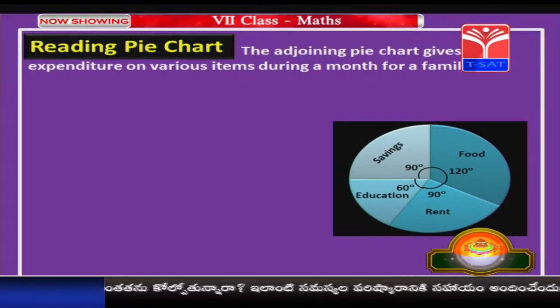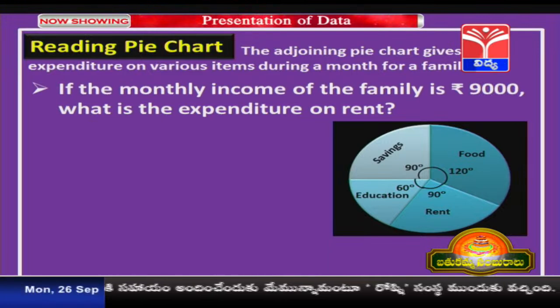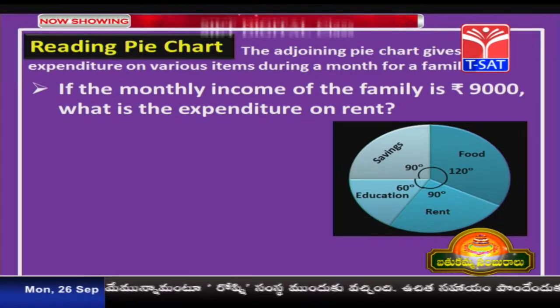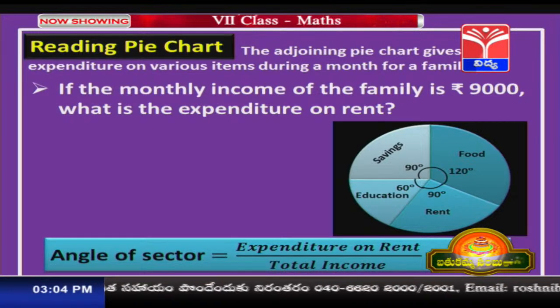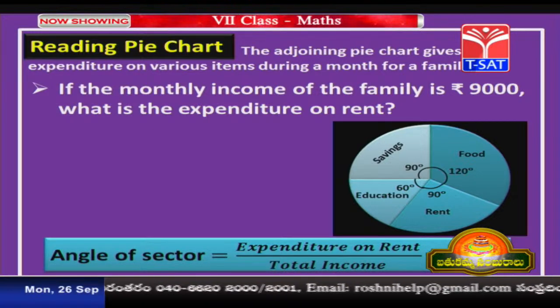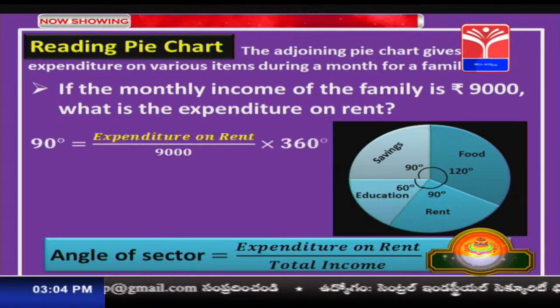Let us answer our third question. So, the monthly expenditure is 9,000. Now, we should find out how much is paying rent. Let us see. So, we already learnt the angle of sector formula, that is expenditure on rent divided by total income into 360 degrees. Let us substitute these values.